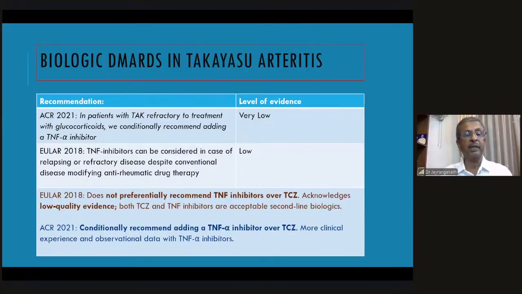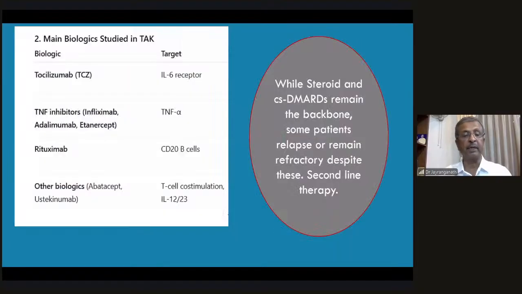EULAR says TNF inhibitors can be considered in case of relapsing or refractory disease despite conventional disease modifying antirheumatic therapy, and the quality of evidence is once again low. EULAR 2018 does not preferentially recommend TNF inhibitor or tocilizumab, acknowledging just low quality evidence. Both are acceptable second line biologicals. So we conditionally recommend adding a TNF alpha inhibitor or TCZ, with more clinical experience and observational data.